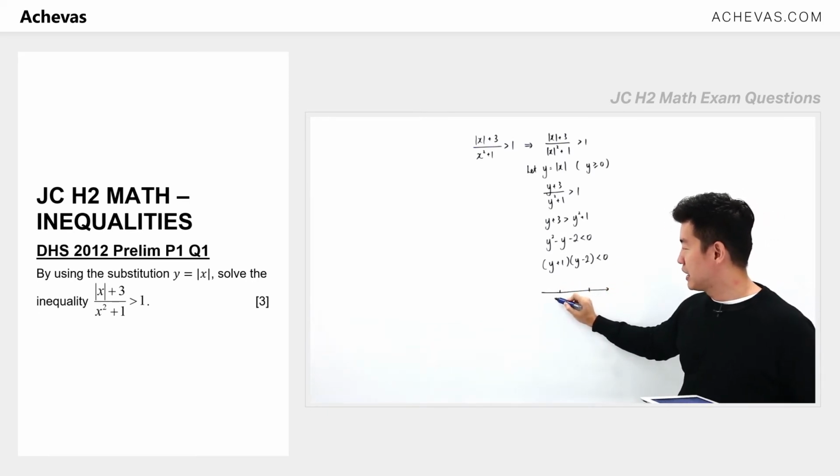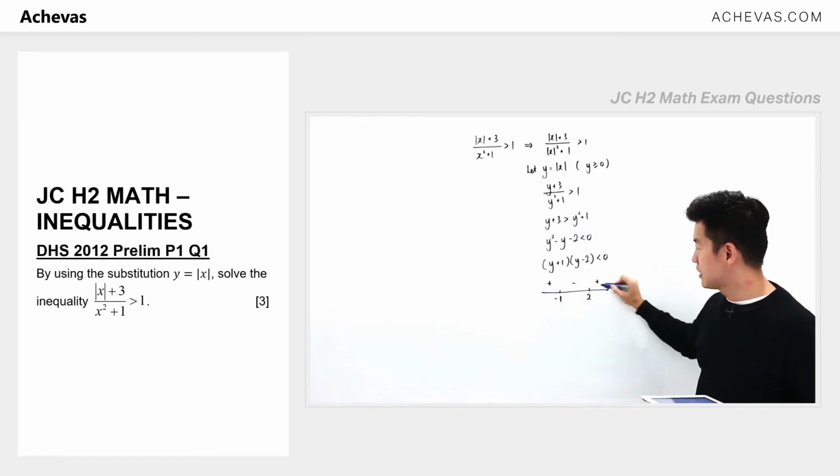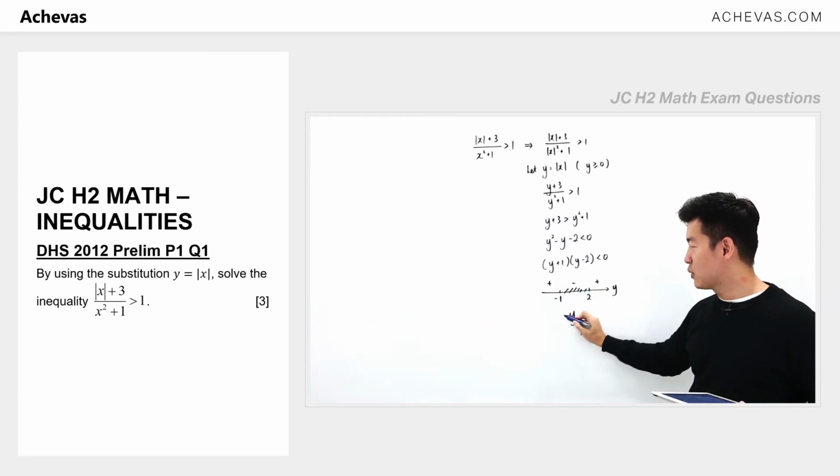So on our number line, it is going to be minus 1 and 2 here. It is going to be a plus, minus and plus. And since I'm looking for the region where it is less than 0, it is this, which means that y is going to be between minus 1 and 2.